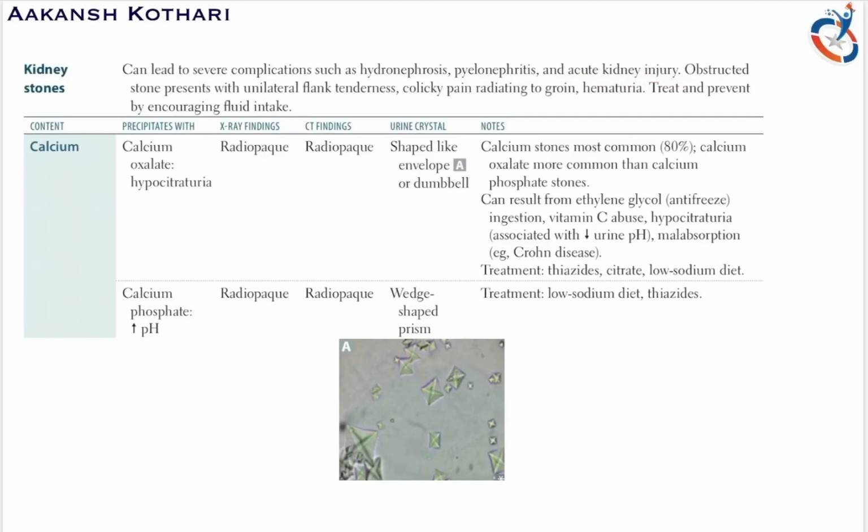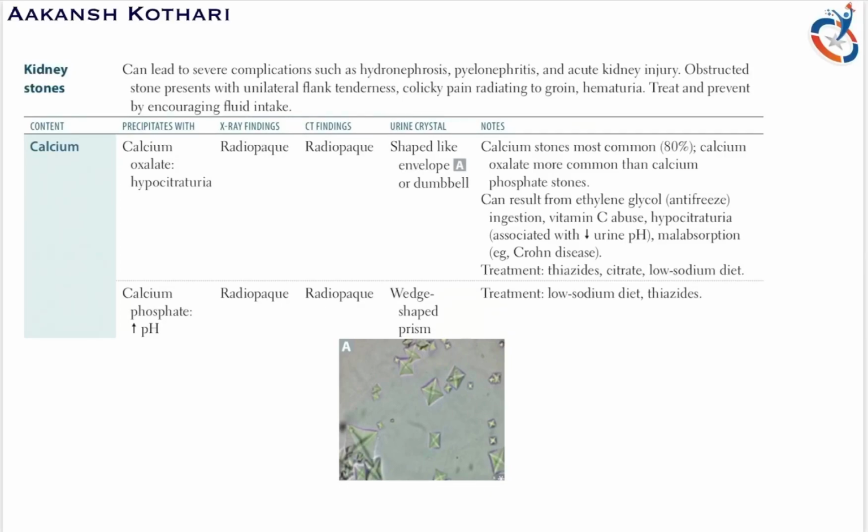An obstructing stone will present with flank tenderness, colicky pain radiating to the groin and hematuria. Now what is colicky pain? This pain comes in waves and is very severe. Okay, so the treatment and prevention is by excessive fluid intake so that the stone is removed.